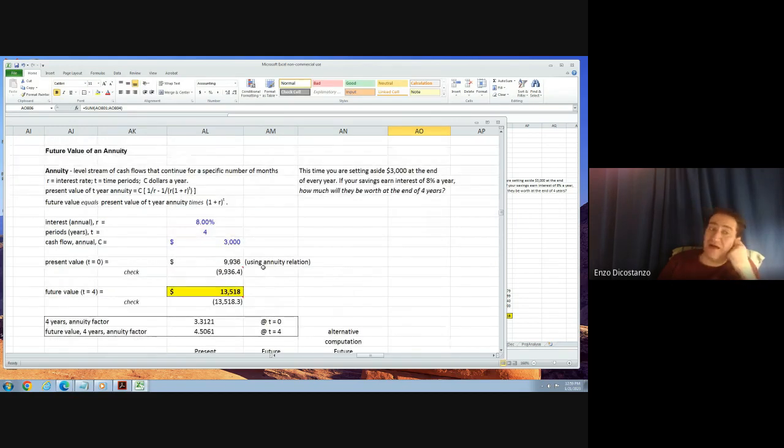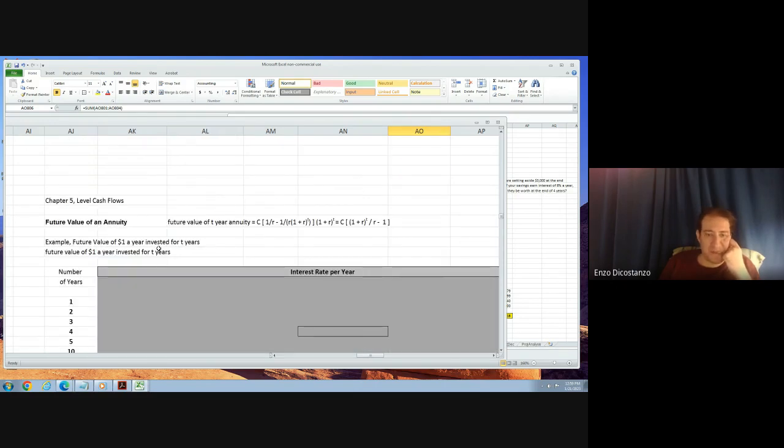But that's the future value of an annuity. So it's not the value today. So if you make 4 $3,000 investments, what do you end up with at the end of the 4th year? That's what that means.